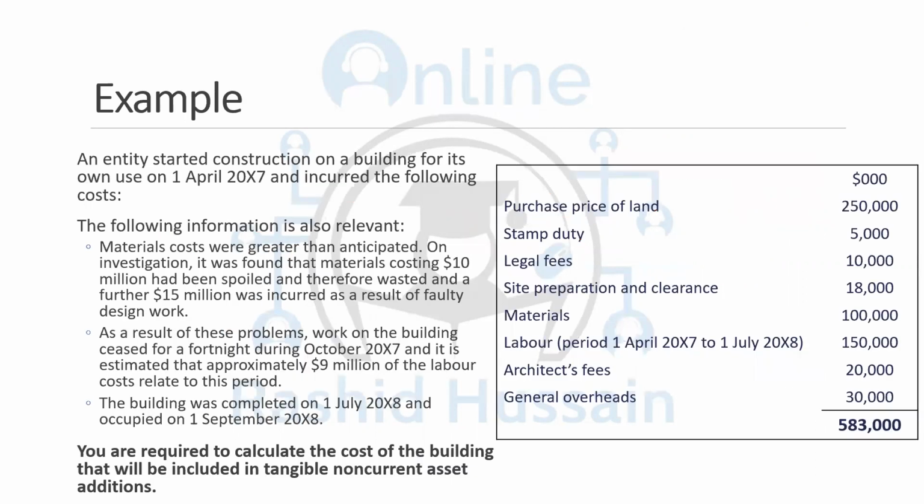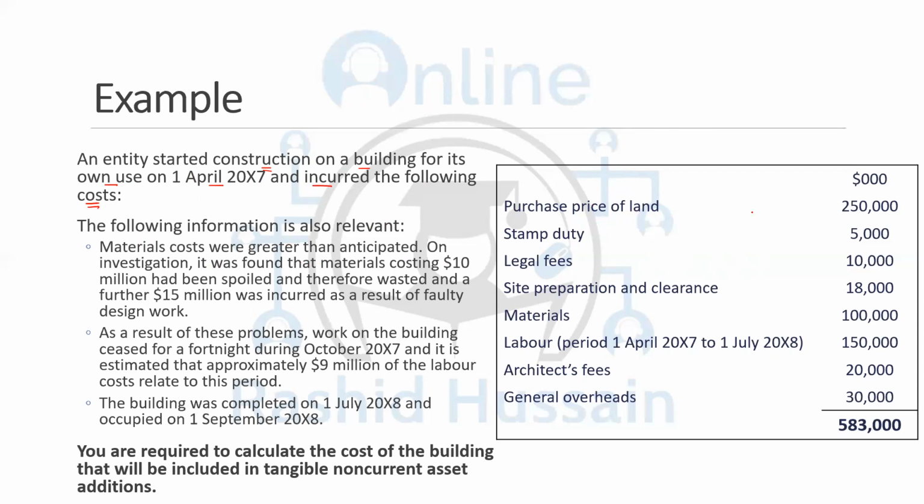So now we have an example. An entity started construction on a building for its own use on 1st April 2007 and incurred the following cost. So they're constructing their own asset. The rule is the same, the principle is the same. Initial purchase price plus any directly attributable cost to bring the asset in the working condition, and we are not going to capitalize any indirect cost, sunk cost, already committed cost, fixed cost. So an entity started construction.